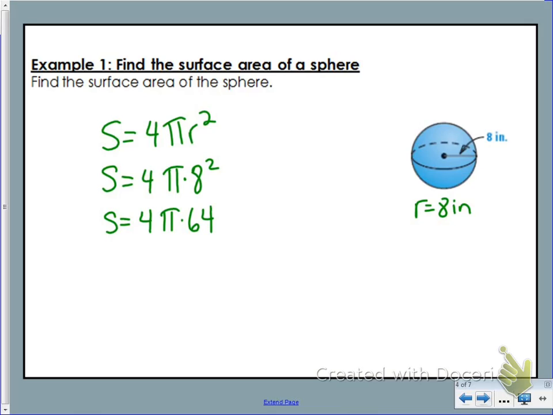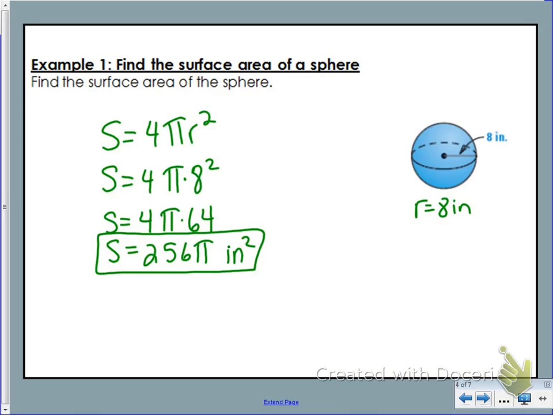8 squared is the same as 64. Well, 4 times 64 would become 256 pi. So the surface area in exact form would be 256 pi inches squared, or approximate form would be 804.25 inches squared.